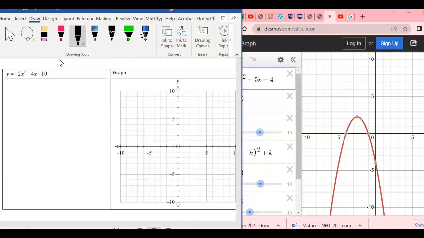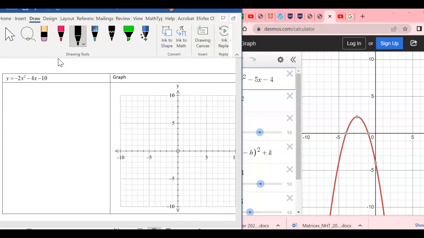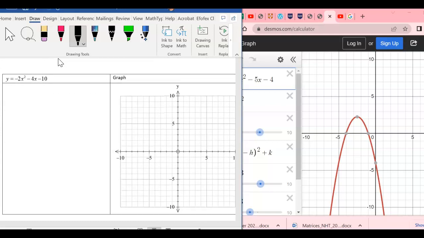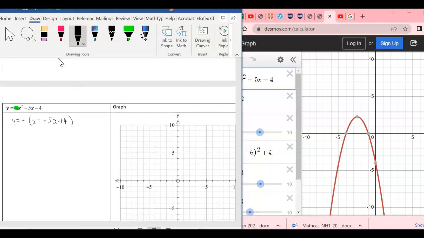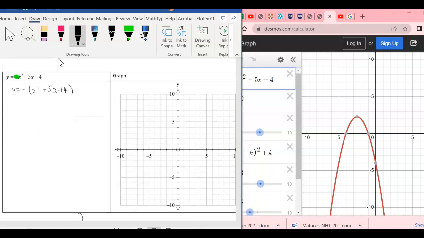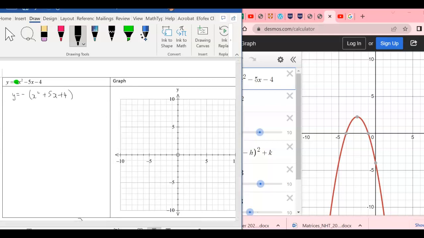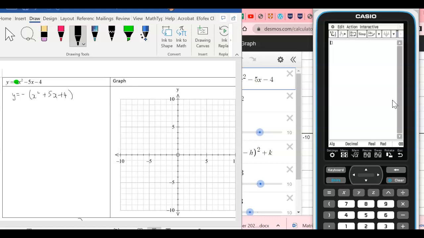Okay, but I don't think any of these. Oh, there we go. You would take -2 out as a common factor. So for this one, you would have y equals -2 x squared plus 2x plus 5. All right, so you would do that, complete the square with that one. Let's go back to this. All right, let's get the calculator out so we know what it looks like.